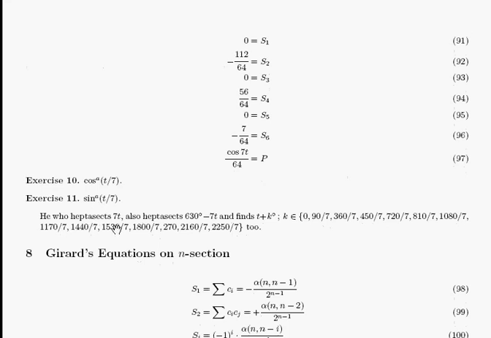He who heptasects 7t also heptasects 90 times 7, 630 minus 7t, and finds key in 0, 90 over 7, 360 over 7, 450 over 7, 720 over 7, 810 over 7, 1080 over 7, 1170 over 7, 1440 over 7, 1530 over 7, 1800 over 7, 270 degrees, and 2160 over 7, 2250 over 7.